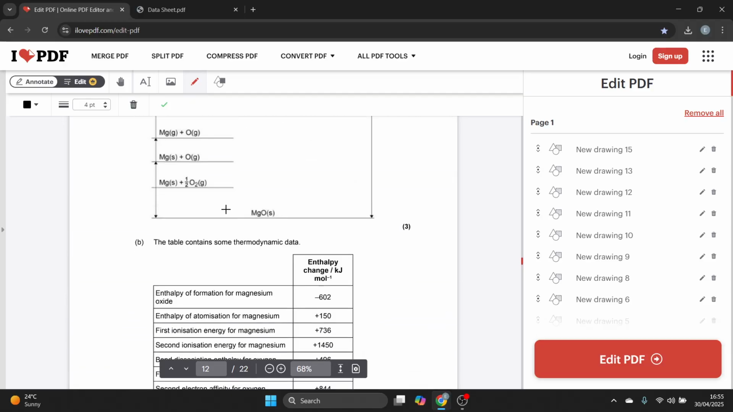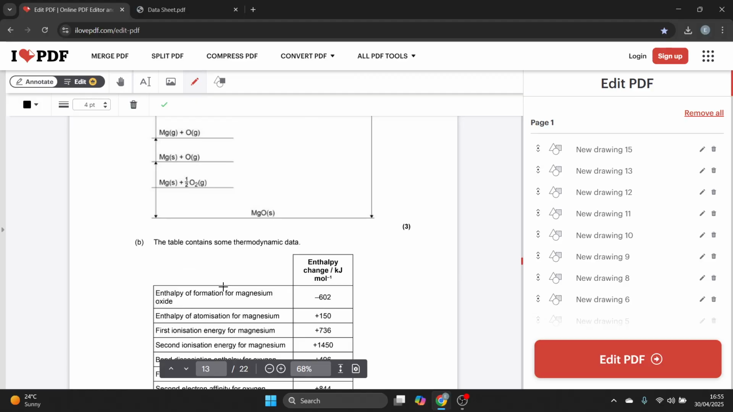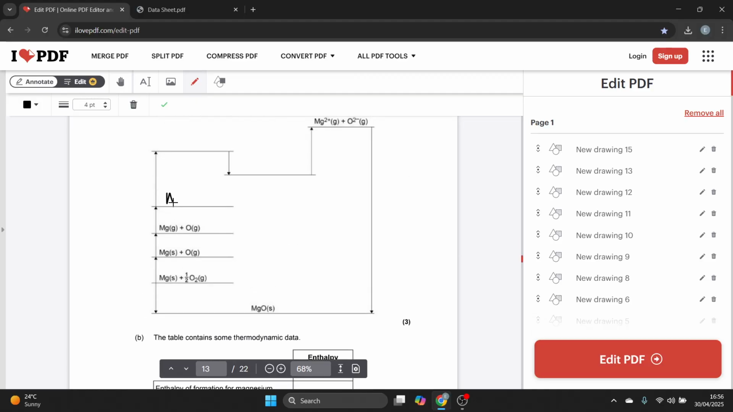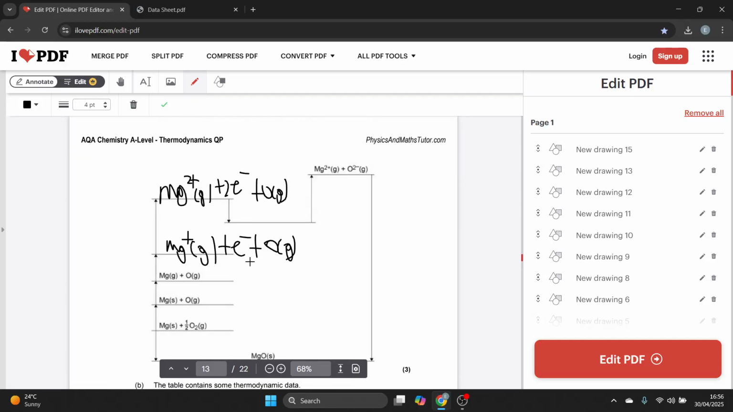Part A, complete diagram. Okay, well, I'm going to have the first ionization of magnesium, that's going to be Mg plus gaseous plus e minus plus O gaseous, then the second ionization energy, Mg2 plus gaseous plus 2e minus plus O gaseous, then the first electron affinity for oxygen, which is going to be O minus gaseous plus Mg2 plus gaseous, which stays the exact same thing.